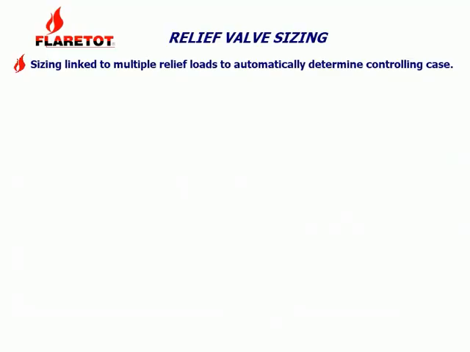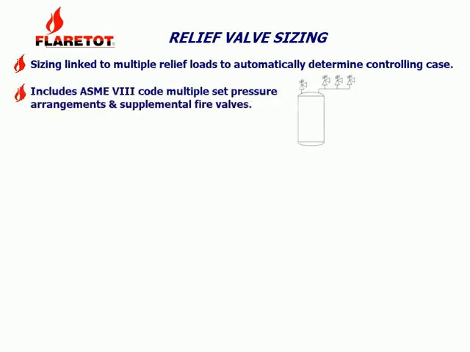Relief valve calculations, as in rupture disk calculations, are linked to multiple relief load cases in network sources or in standalone calculations. The sizing supports ASME VIII, multiple set pressure arrangements, and supplemental fire valves. In particular, it addresses the different set pressures required for the valves, the increased relief overpressure, and fire case selection for supplemental fire valve sizing. BS5500 is also supported, which has different allowable relief overpressures to ASME VIII.